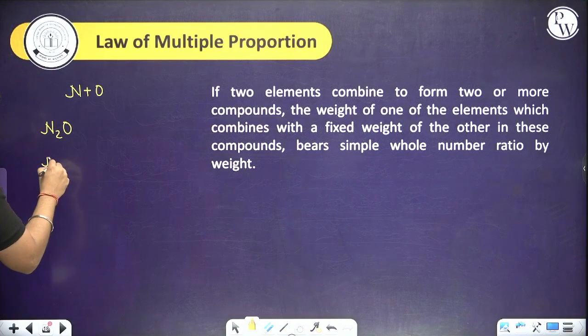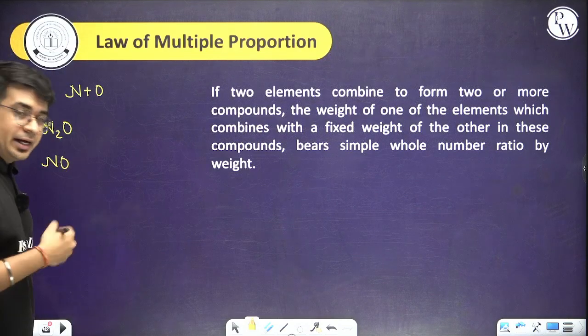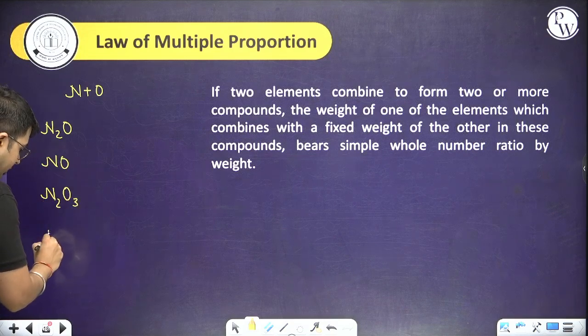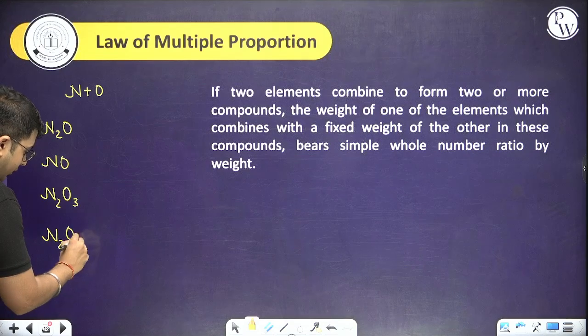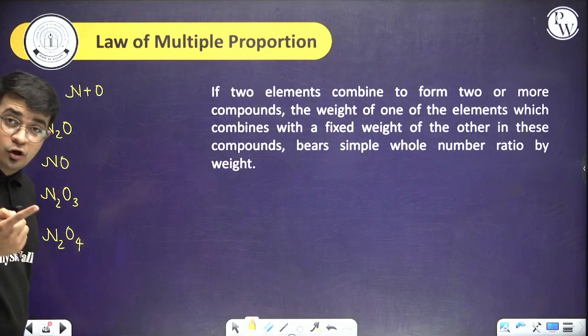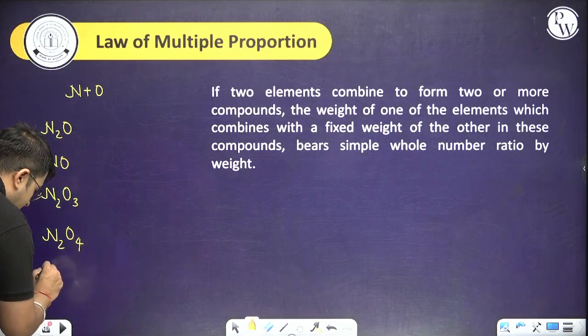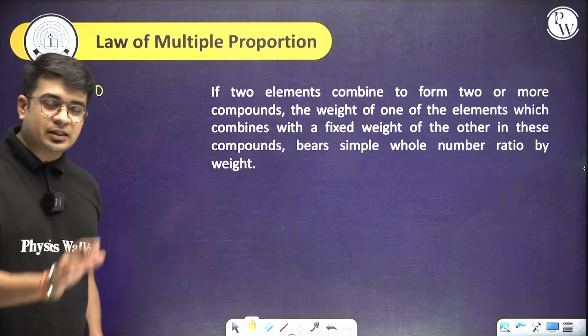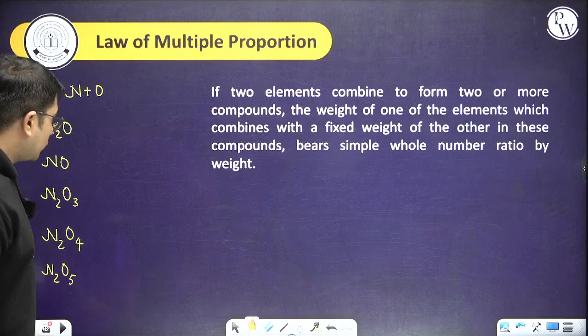It can form nitric oxide, which is NO. It can form dinitrogen trioxide, which is N2O3. It can form dinitrogen tetroxide, which is N2O4, a dimer of NO2. It can also form N2O5. Okay, so these are the 5 oxides which are possible.